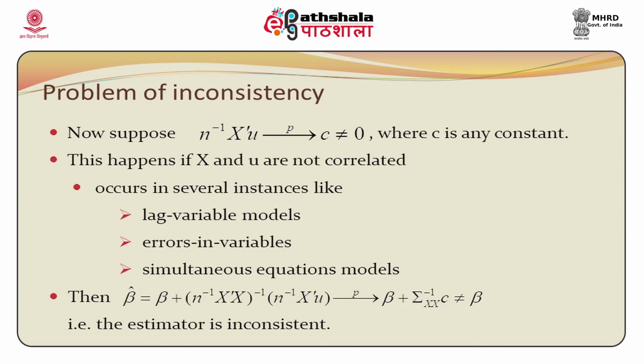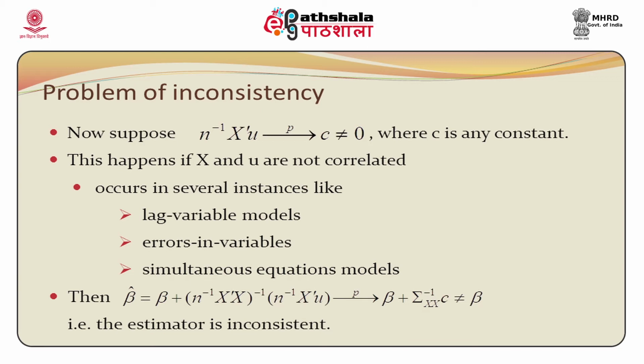This problem that x and u are correlated occurs quite often in econometrics, and in other fields as well. This happens when you have a lag variable model, that is y is lagged with itself and with lags of x as well. It happens with the errors in variables model, as we have seen, where x and u are getting correlated. It also happens for simultaneous equations models, where you are looking at a number of equations together, with a lot of response variables, not a single response variable. So this is a very common phenomenon.